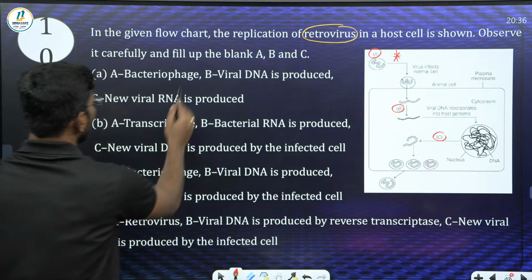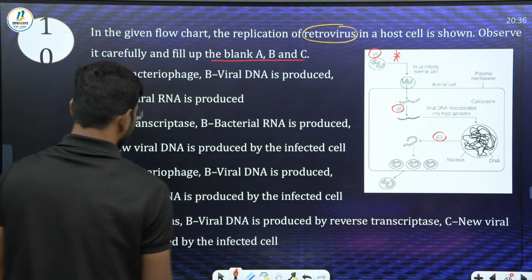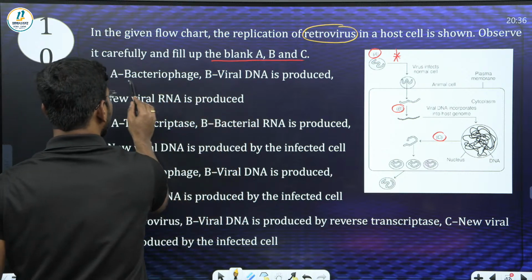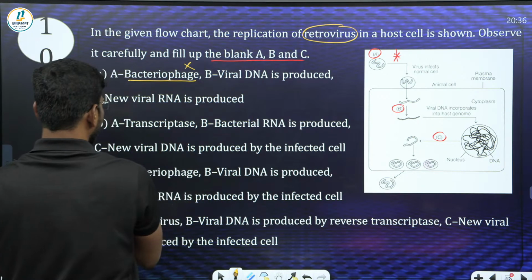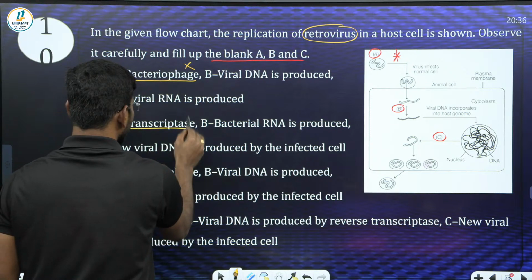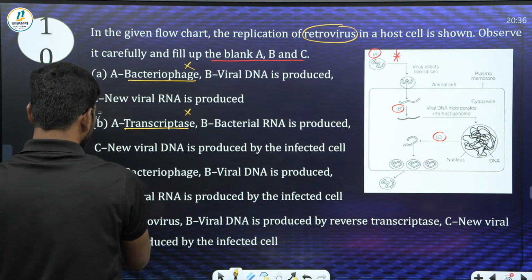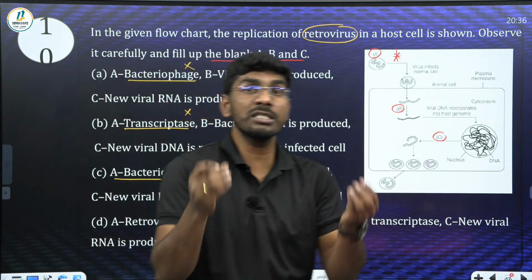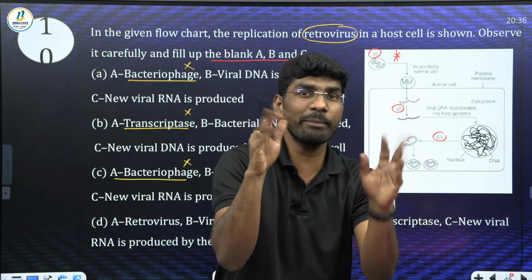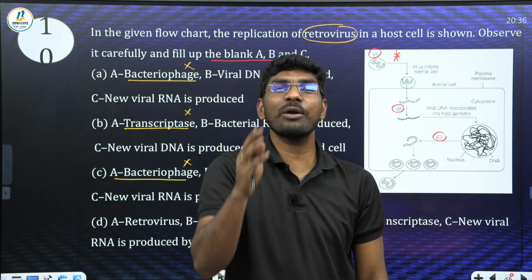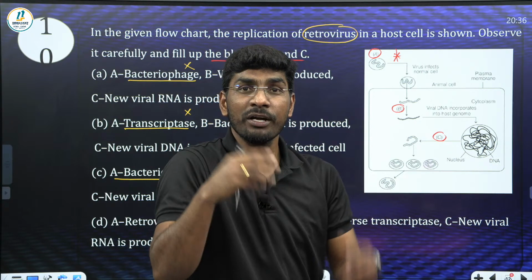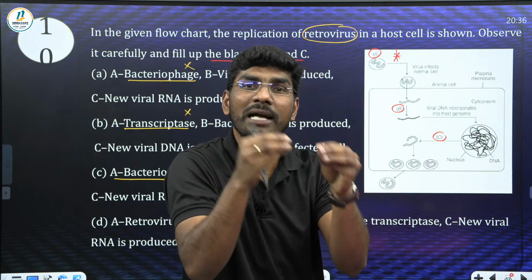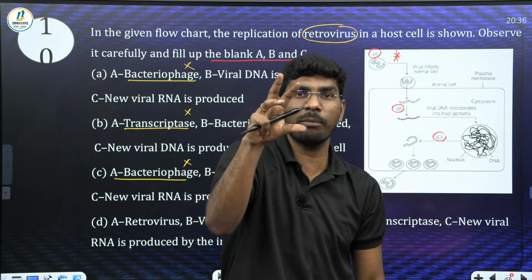Now options. Carefully fill the blanks. Very easy options. Easily you can identify. Wherever bacteriophage is there, remove. B, transcription, remove. Next, A is bacteriophage, remove. These 3 we are removing. Why are we removing? Because virus A is not a bacteriophage. Bacteriophages are viruses that attack bacteria. Bacteriophages are the viruses which replicate, increase in number, in bacteria, not in humans.